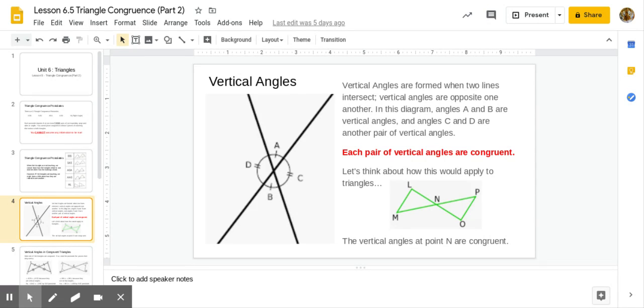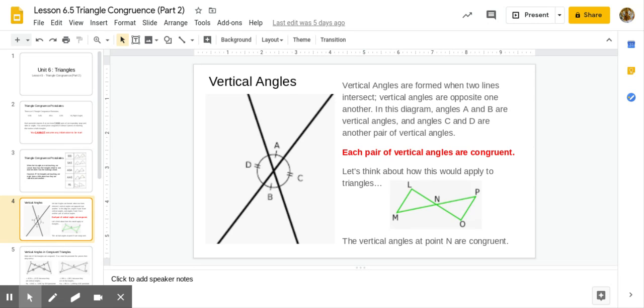So let's remind ourselves, vertical angles are formed when 2 straight lines intersect. The vertical angles are the ones that are opposite each other. So in this diagram, A and B, the ones with 1 tick mark on them, those are vertical. They make a pair. And then C and D, the ones with 2 tick marks, those make a pair of vertical angles. So when vertical angles happen, you have 2 pairs. Only 2 of them would be in your triangle.